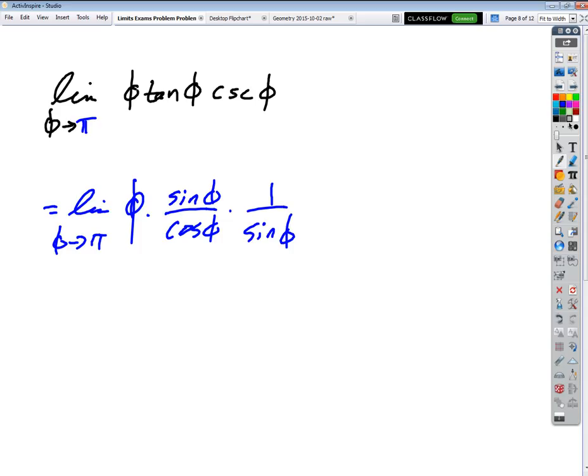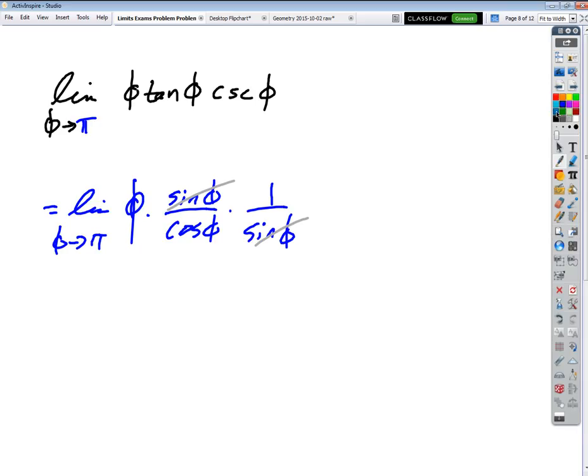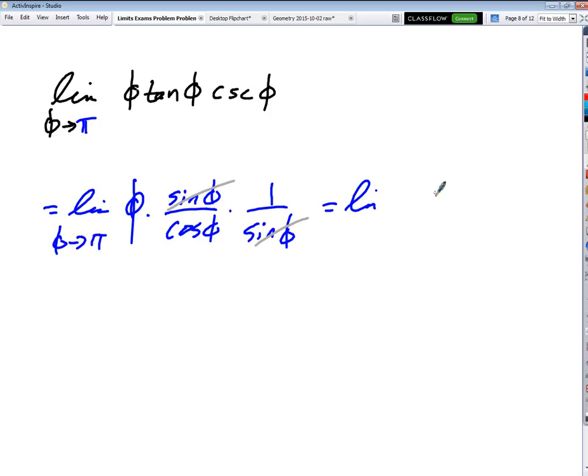So what can we do here? Cancel the sines. That makes things a little simpler: 1 over cosine, which is secant. So it's pi times the secant of pi, which is pi over cosine of pi. Now what? What's the value of cosine of pi? Negative 1. Good. So we're going to directly evaluate.